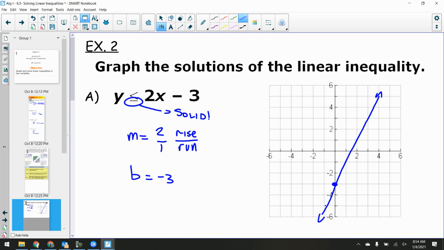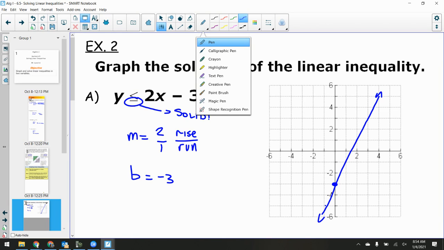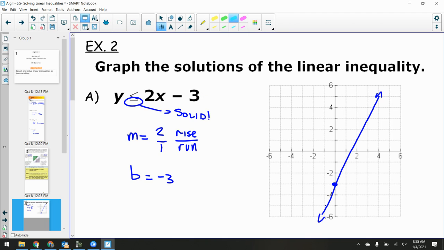And now I have to decide where I shade. Do I shade above the line? Do I shade below the line? Which one? Well, this is a less than, right? I got y alone, and it was a less than. So I shade below the line. Now, if you're confused about what's above and what's below, because sometimes when the lines get pretty steep, you can't really tell, you can always pick a test point.